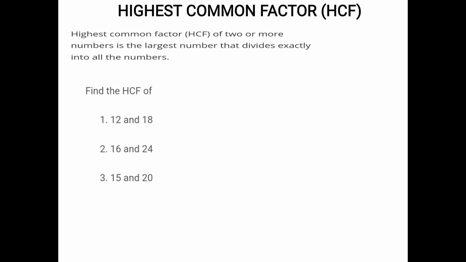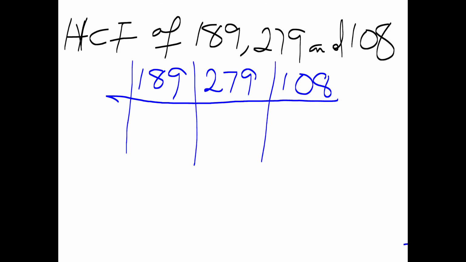So looking at this, can 3 divide them? Yes. So we have 3 in our division space. So 189 divided by 3. How many 3 will you see in 18? 6, right? Good. How many 3 will you see in 9? 3. So 189 divided by 3 gives us 63, right?